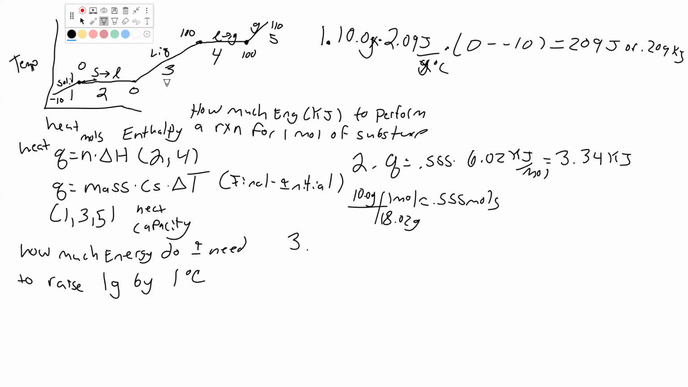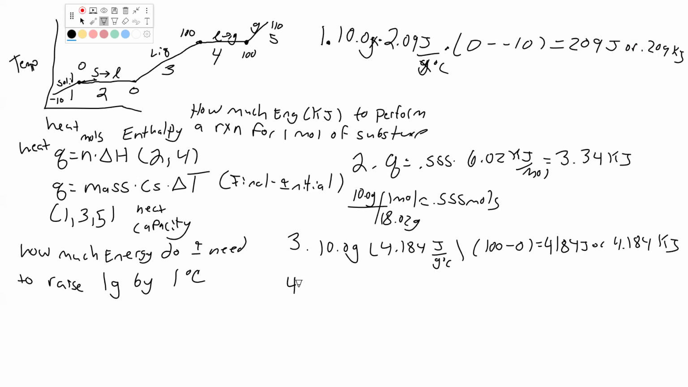Once we melted that ice, we can now heat up our liquid. So we have 10 grams of liquid. The heat capacity of water is 4.184 joules per gram Celsius, multiplied by our final temperature of 100 minus our initial temperature of 0. So this is 4,184 joules, or 4.184 kilojoules.